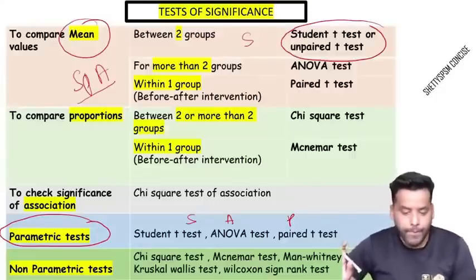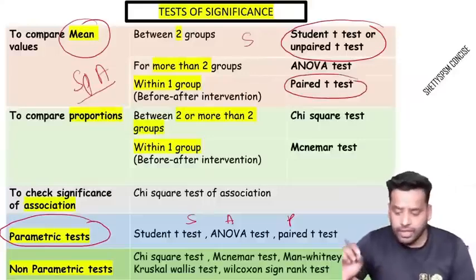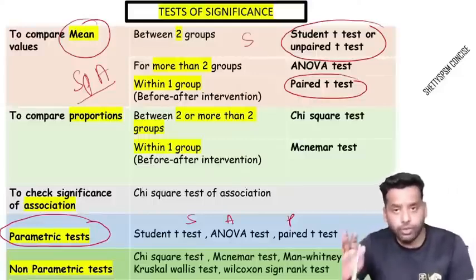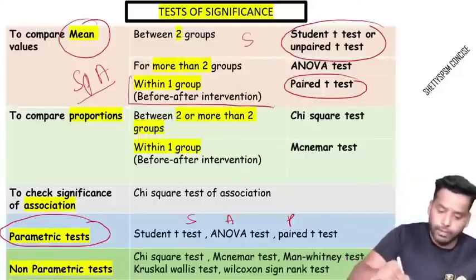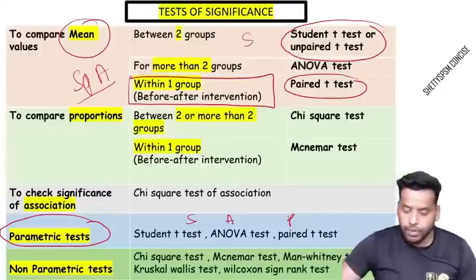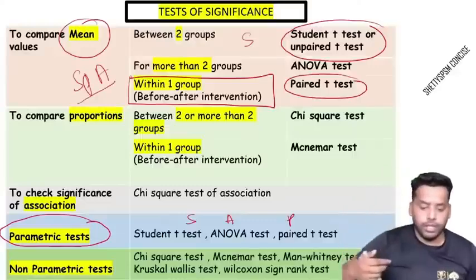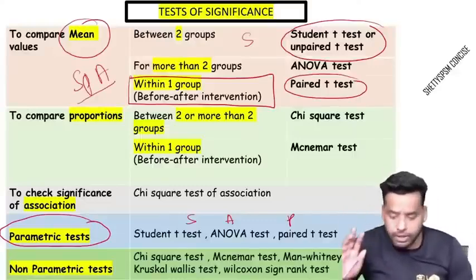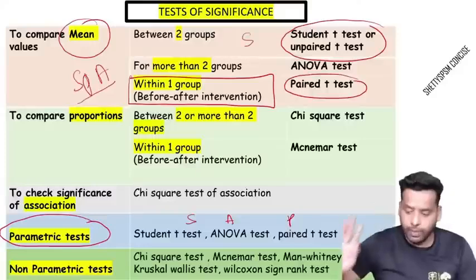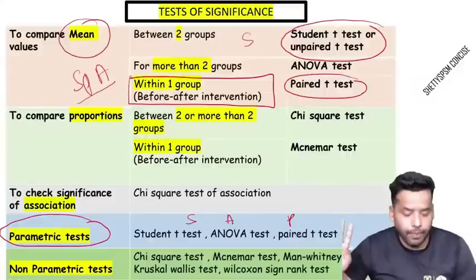Yes, good. Unpaired t-test. But if you take only one group, weight is 60 kg. After intervention, mean weight of the group decreased to 40 kg. One group, if you are comparing mean weight before after, what test is used? Paired t-test. Paired means same group, before after.